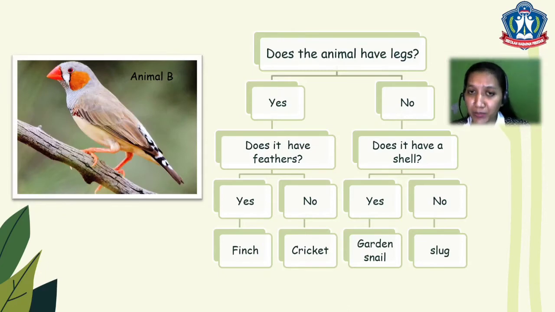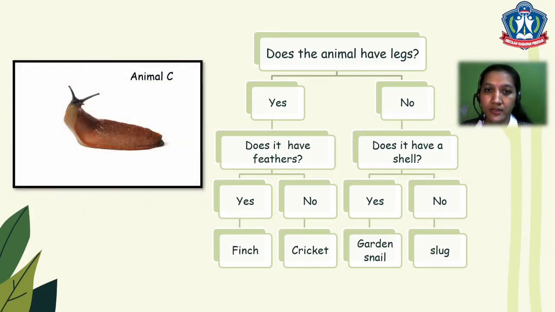Now, do you know the animal B? So, does the animal have legs? Yes. Does it have feathers? Yes. So, what is the animal B, friends? Good job, finch. So, how's far, friends? Is it easy to use the identification key?